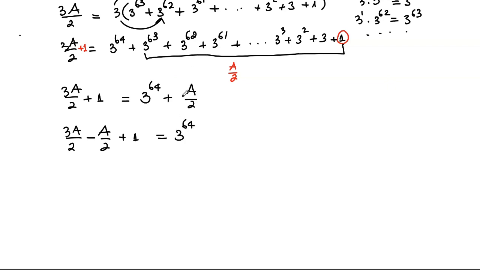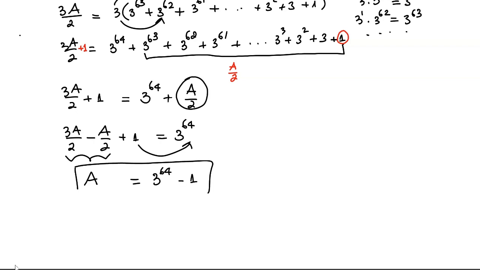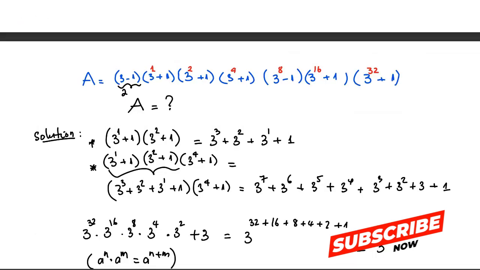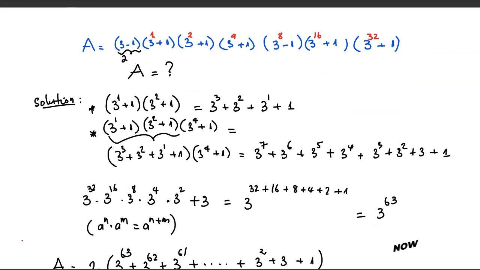If you move this from the right side, it carries positive; we move to the left side, it carries negative. 3 halves A minus 1 half A is A. And then I move 1 to the right side, so it becomes negative 1. So this is going to be 3^64 minus 1. This is the answer. Very cool. So we finished the problem today. A is equal to 3^64 minus 1.